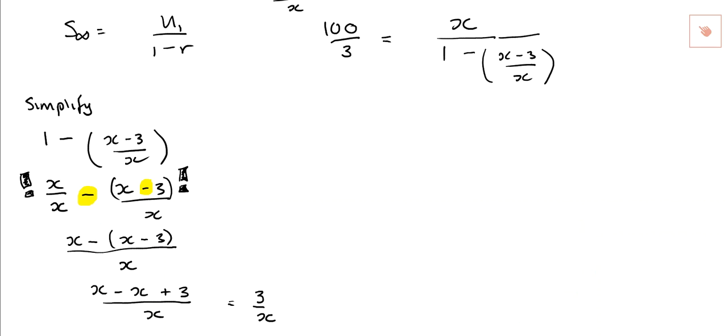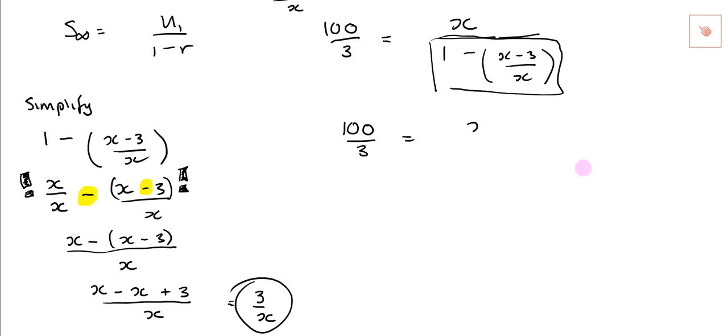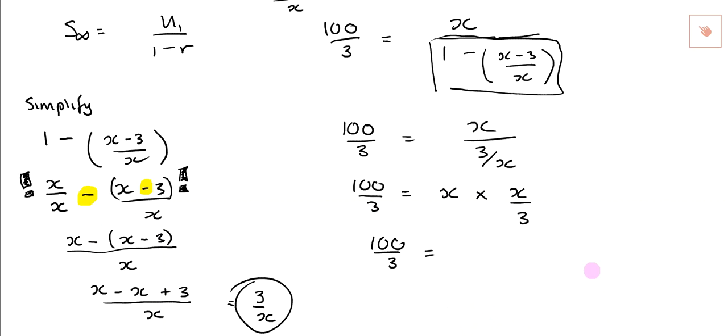So then this here is just replacing all of this, right? So now I've got 100 divided by 3 is equal to x divided by 3 divided by x. Now what do you do if you divide by a fraction? So we've got x multiplied by the reciprocal, so x divided by 3, which then becomes 100 divided by 3 equals x squared divided by 3, which means x squared is equal to 100.